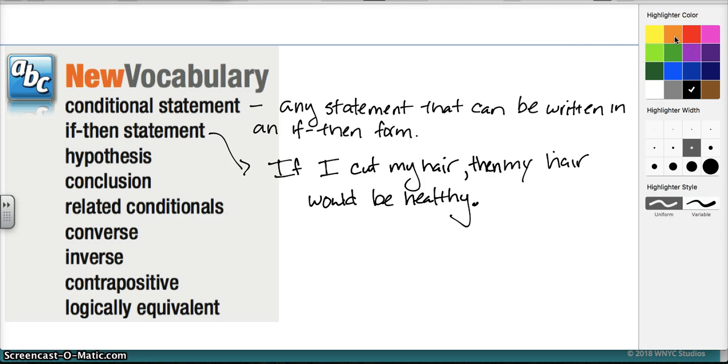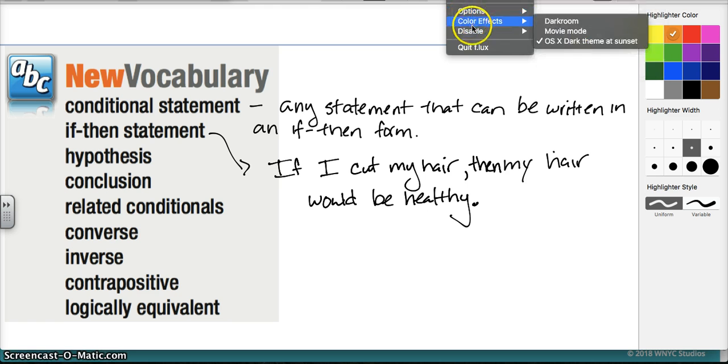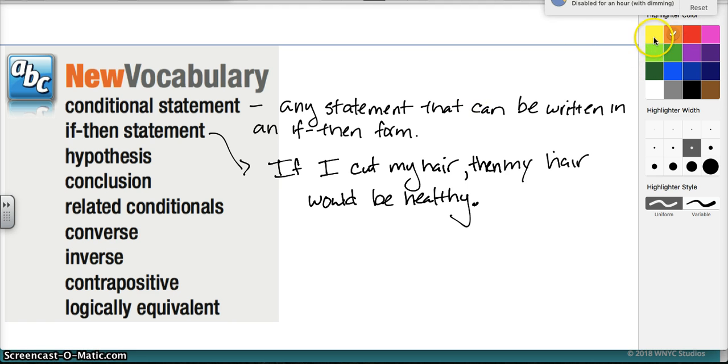If-then statements are actually made up of two very important parts. Those two important parts are the next two vocabulary words that we have. They are called the hypothesis and the conclusion. So the hypothesis, let me highlight that in a broad orange highlighter. The hypothesis is the first part. It's the part that comes after the if. If I cut my hair. All right, so that's the first part.